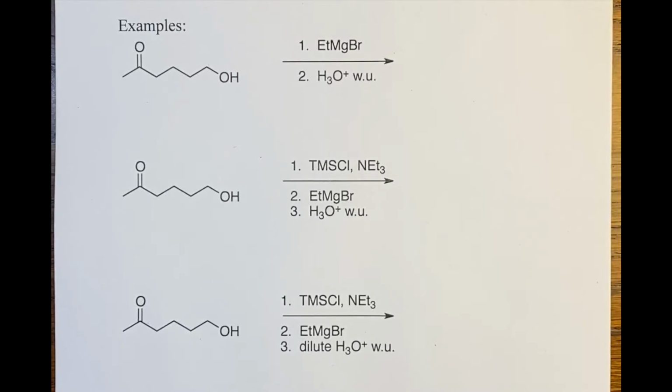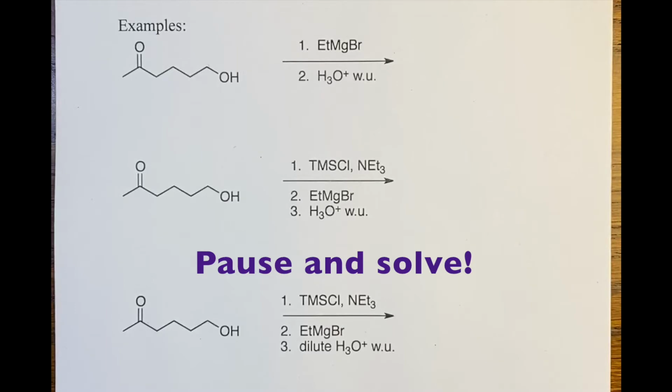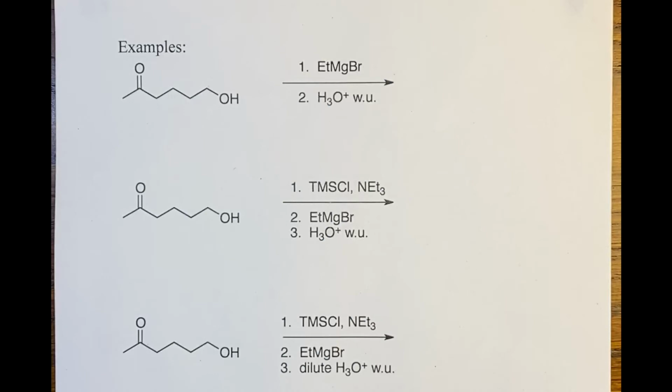So I want you to take a look at the following examples. Pause the video and solve for the product in each of these reactions. In the first one, that alcohol proton is acidic and my Grignard is a strong base. Remember that one of the fastest reactions that will ever happen in your reaction flask is that acid-base reaction, where your strong base rips the acidic proton off.